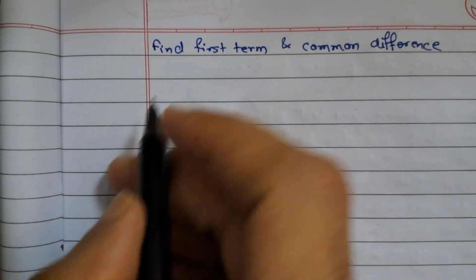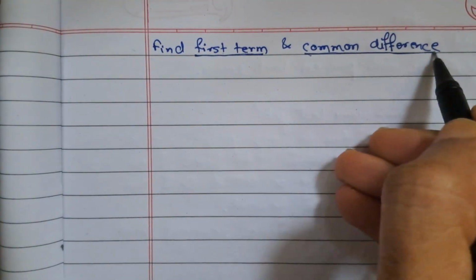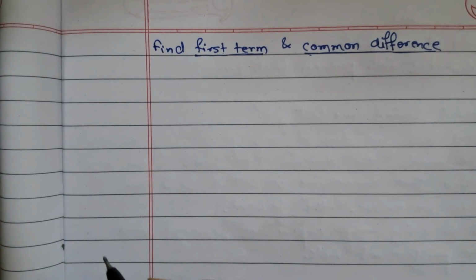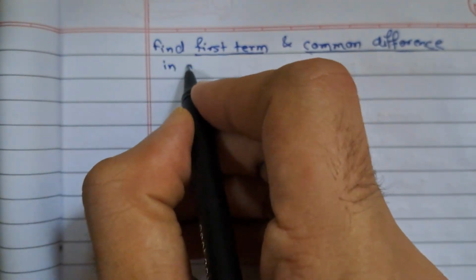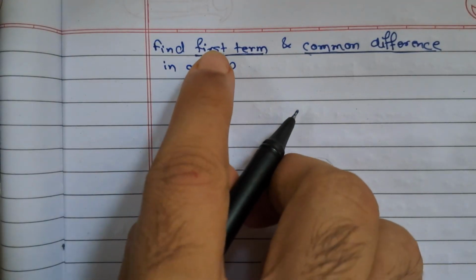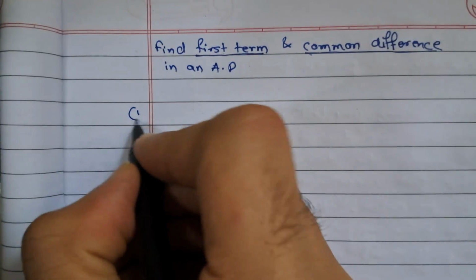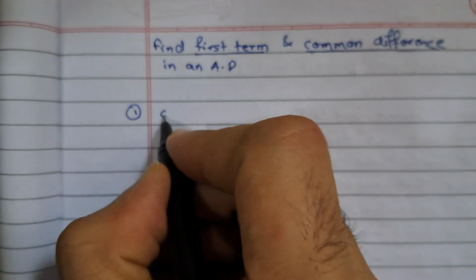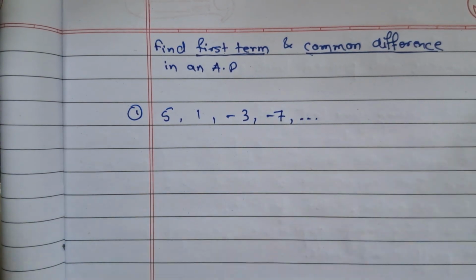This video is going to be a short one because here you simply have to find the first term and common difference. Let's take an example where they want us to find the first term and common difference in an AP. That means you don't have to show whether it is an AP or not. You simply have to find the first term and common difference in a given AP. So let me give you an AP in the first place: 5, 1, minus 3, minus 7, and so on.